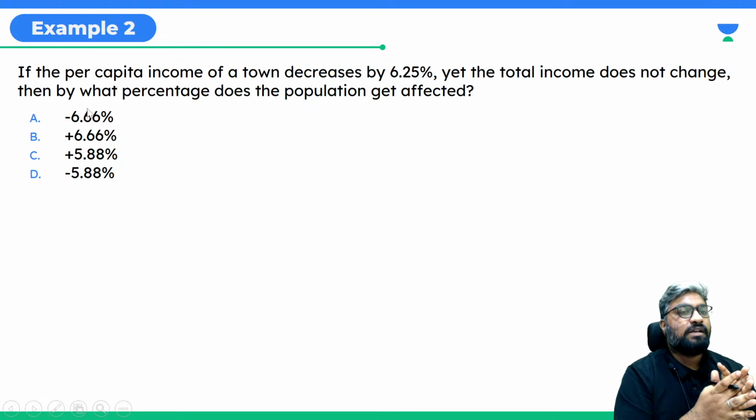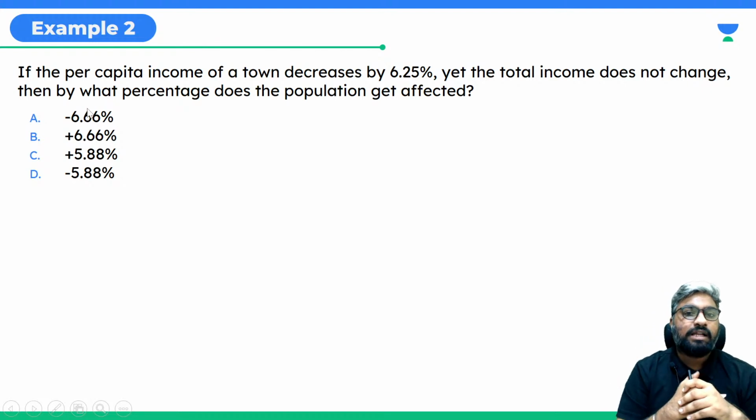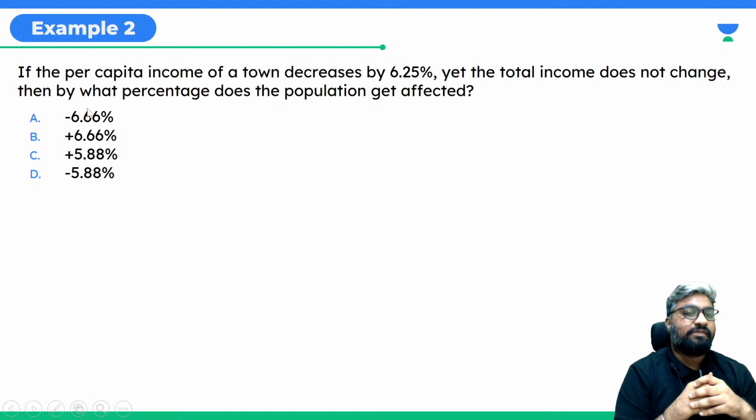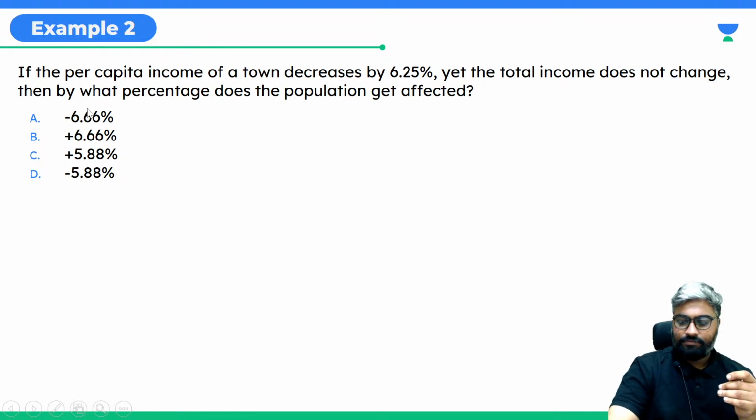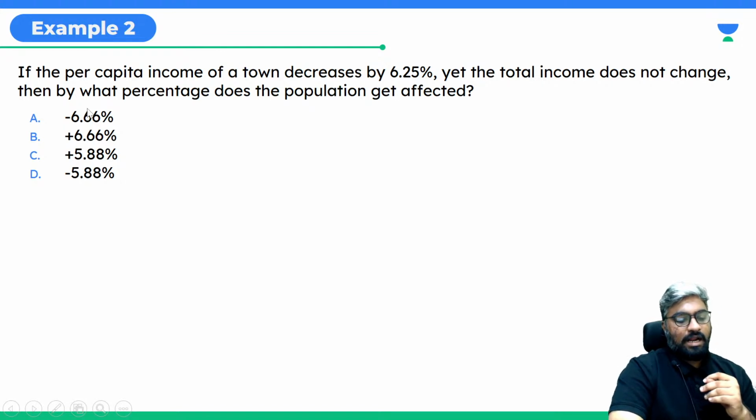Next question. Try this. If the per capita income of a town decreases by 6.25%, yet the total income doesn't change, then by what percentage does the population get affected? Quickly try this. आराम से पढ़ो क्वेश्चन. इफ यू अटेंडेड माय परसेंटेजेस सेशन तो ये बहुत इजी आपके लिए.